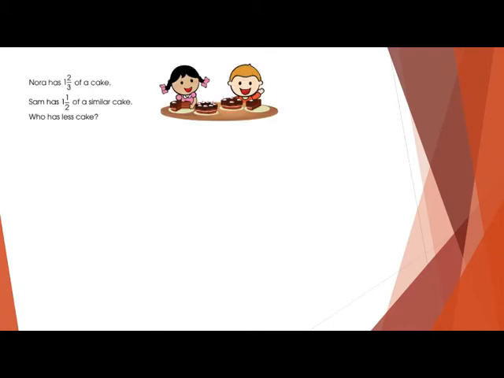Let's move on. Let's suppose Nora has one whole and two-thirds of a cake. Sam has one whole and one half of a similar cake, like this. Can you see? Who has less cake? Any guesses? Which is smaller? You have to identify which is smaller, one and two-thirds or one and a half.